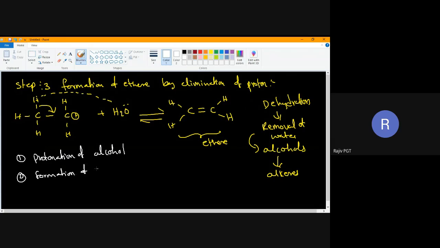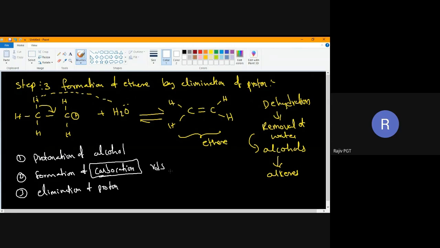Formation of carbocation. Let me complete this. Third one: elimination of proton. From this we can say formation of carbocation is the rate determining step (RDS).